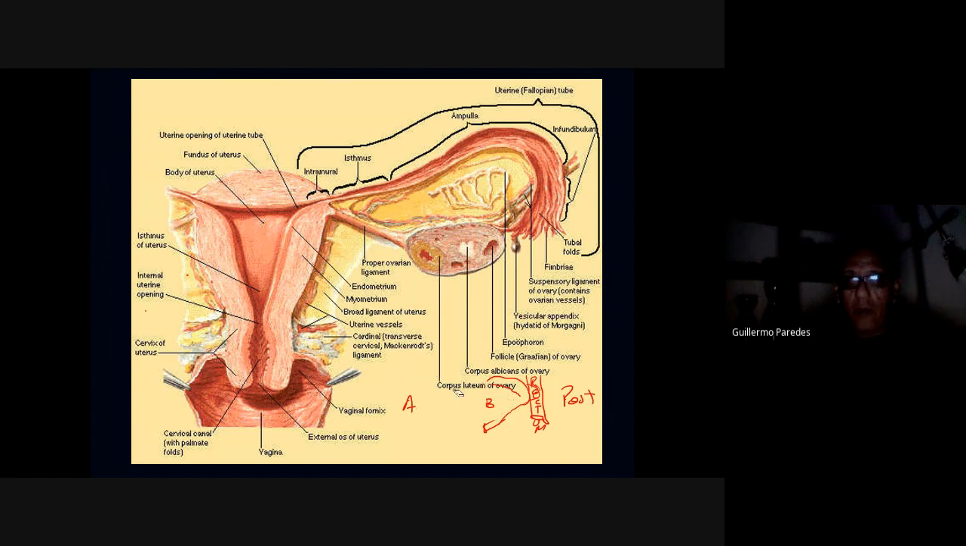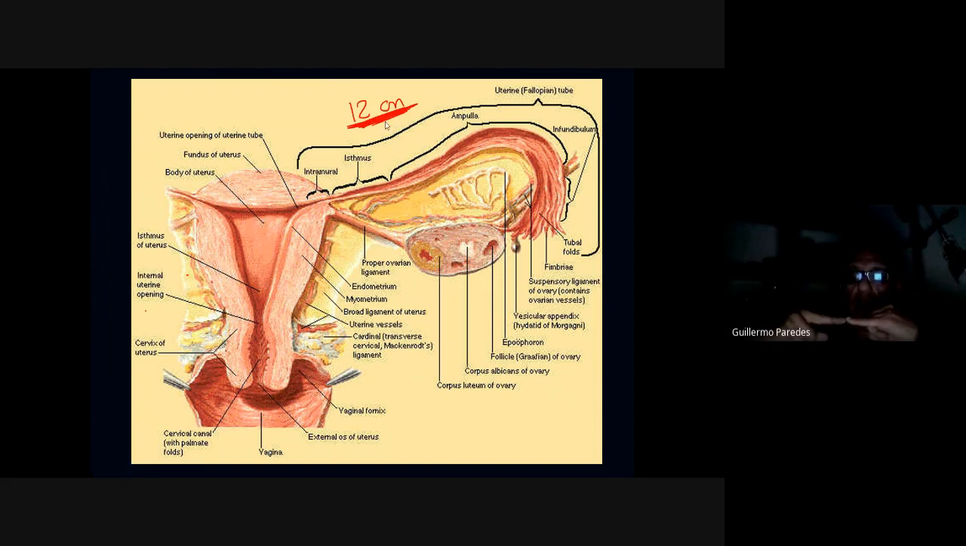All right, now that we have talked about the uterus, we are going to talk about the fallopian tube. The fallopian tube measures about 12 centimeters. If you didn't measure your fingers, you're missing the opportunity to visualize the size of the fallopian tube. If you put your index finger on one hand and your pinky finger on the other hand, that is about 12 centimeters.